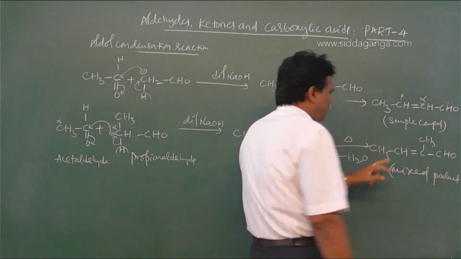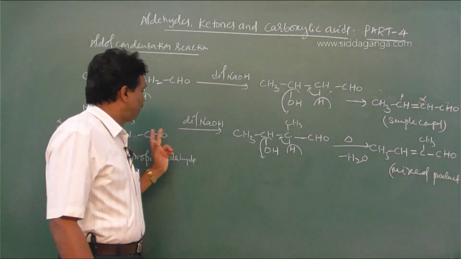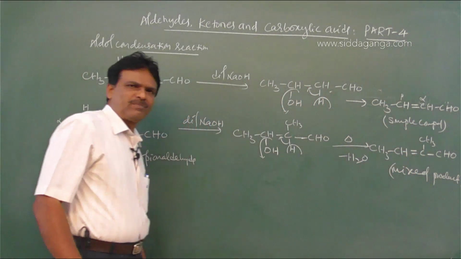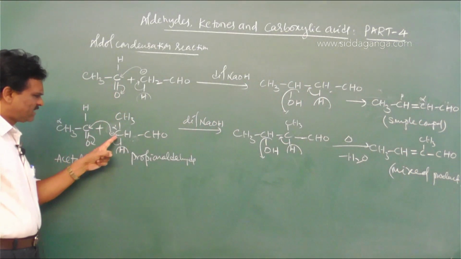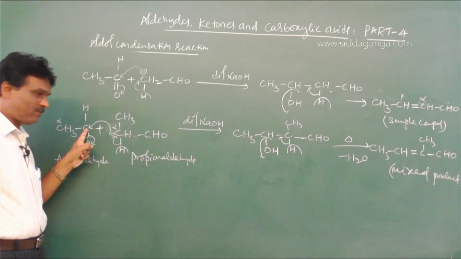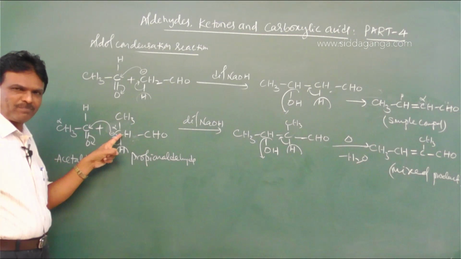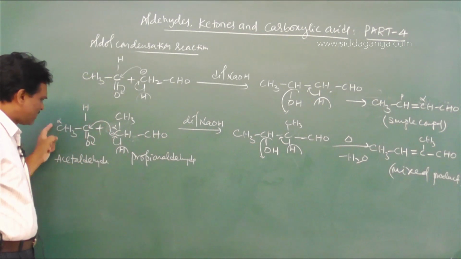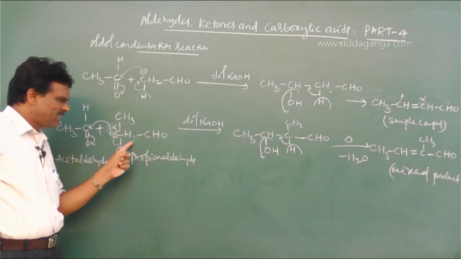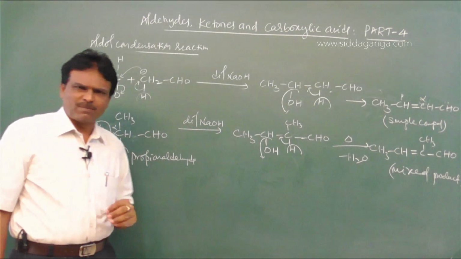Because this product is formed between two different aldehydes, this is the mixed product. If alpha hydrogen is transferred from propionaldehyde to acetaldehyde, one mixed product. If the transfer of alpha hydrogen is from acetaldehyde to propionaldehyde, second mixed product. Transfer of alpha hydrogen among two acetaldehyde molecules, one simple product. Transfer among the same molecule, propionaldehyde, one simple product. So totally four products are possible.